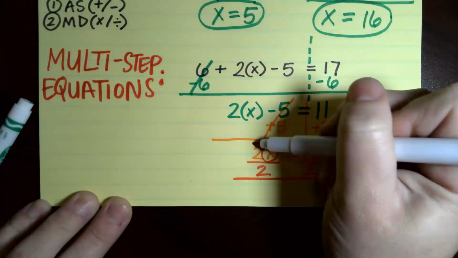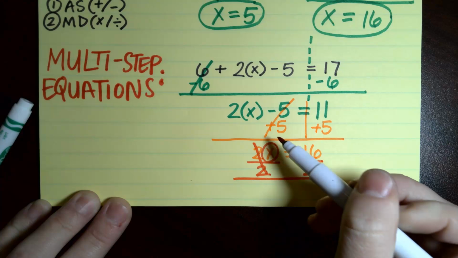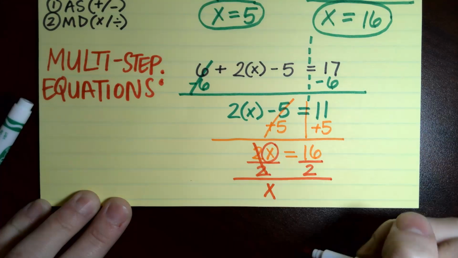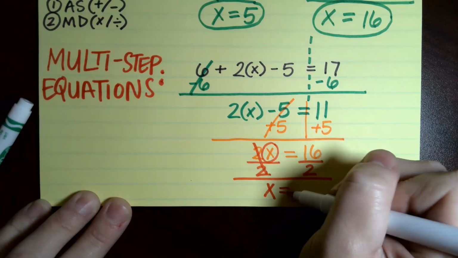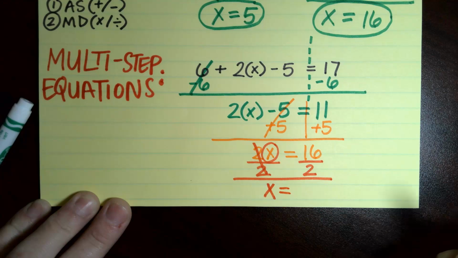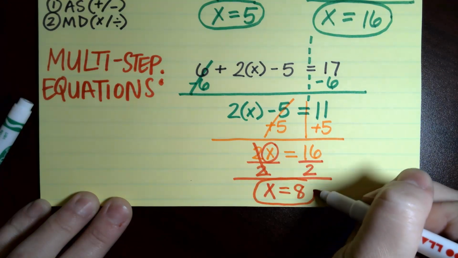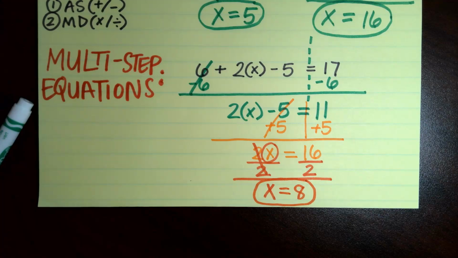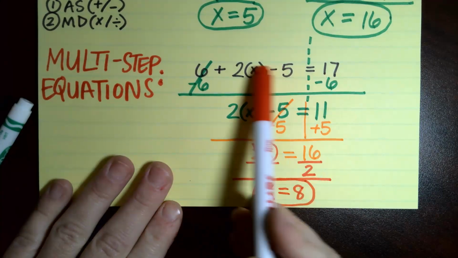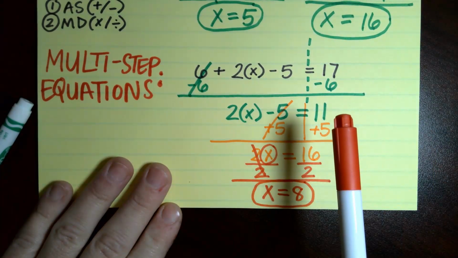My 2's are going to cancel. I'm going to bring down my x, bring down my equals. What is 16 divided by 2? 8. X equals 8.